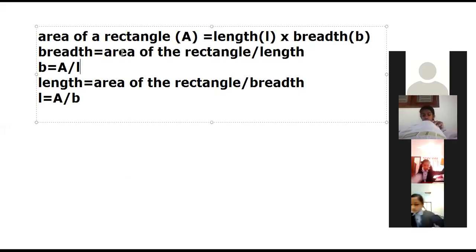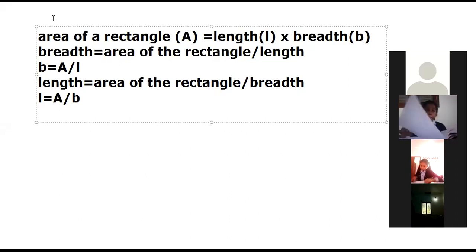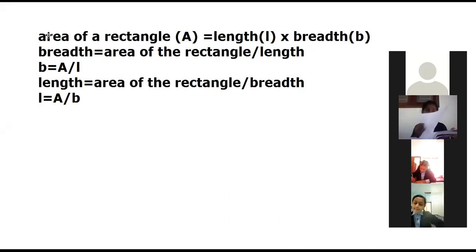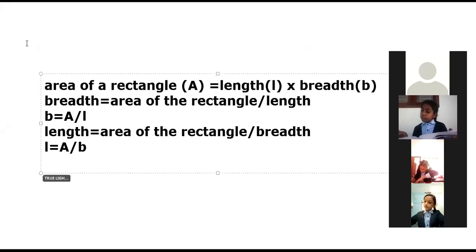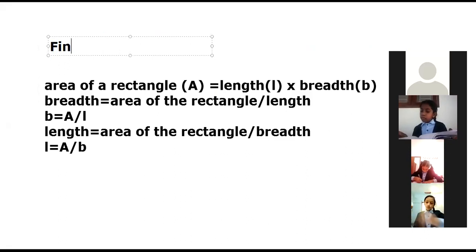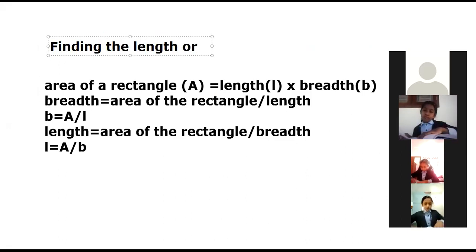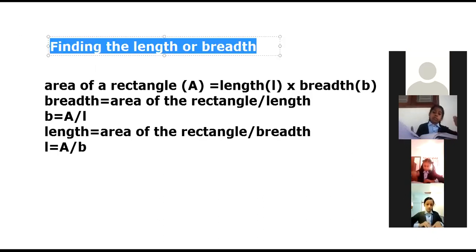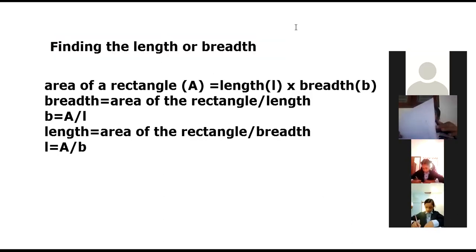All of you take your notebook and write the heading: Finding the length or breadth. And underline it. Okay, finding the length or breadth, that's the heading.